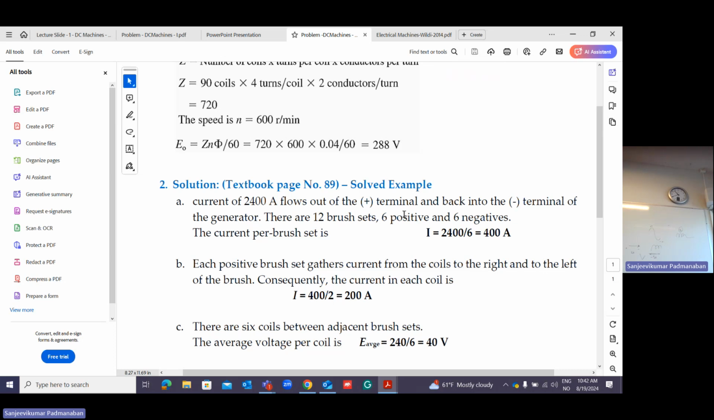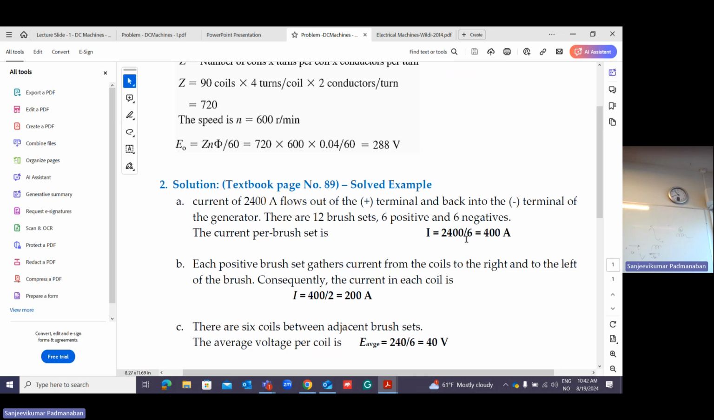Please note, in this case, we have only 2 brushes. Look here. One is plus, one is minus. When you have 12 brushes, what is the meaning? 6 can be positive, 6 can be negative. That's why we have taken 6 positive and 6 negative. Then how to calculate the current? Divide by the number of sets. That's it. The total current divided by number of sets. How many sets do you have? 6 sets.